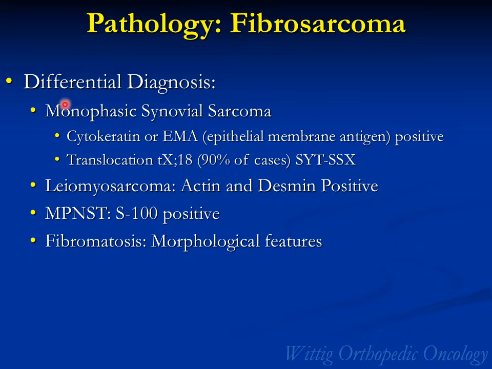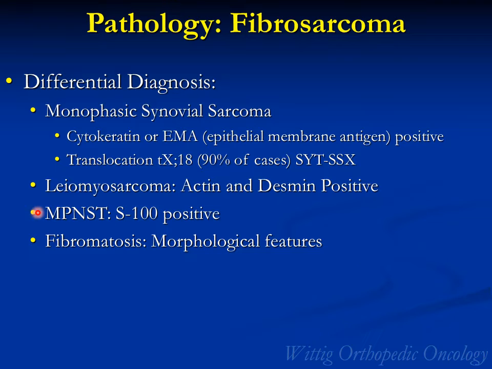Differential diagnosis of a fibrosarcoma includes a monophasic synovial sarcoma. The synovial sarcomas are cytokeratin or EMA positive in addition to being vimentin positive. It also demonstrates a translocation of TX18 in 90% of cases. Leiomyosarcoma is stain positive for actin and desmin.